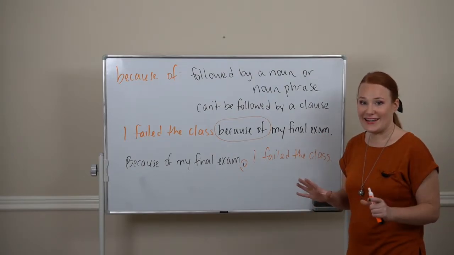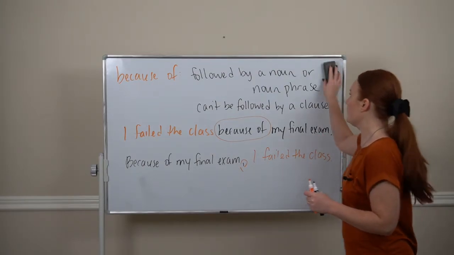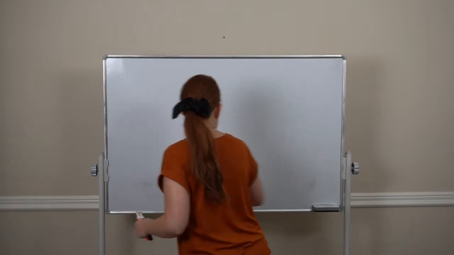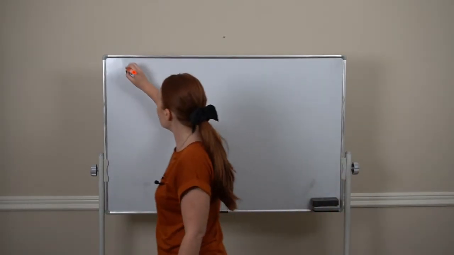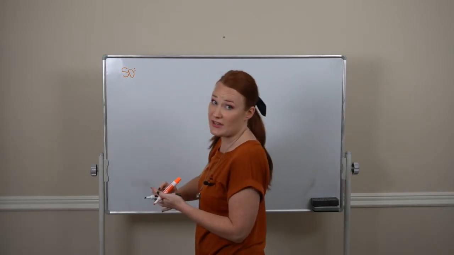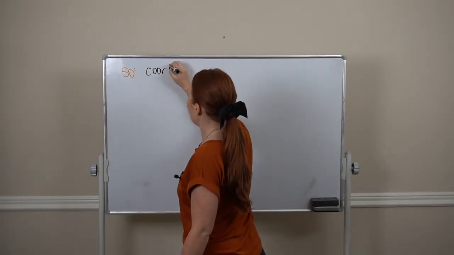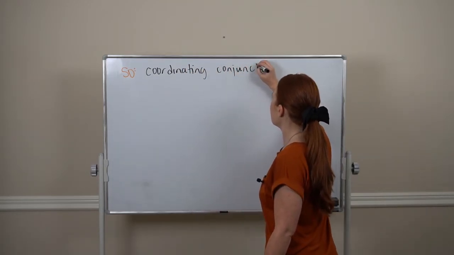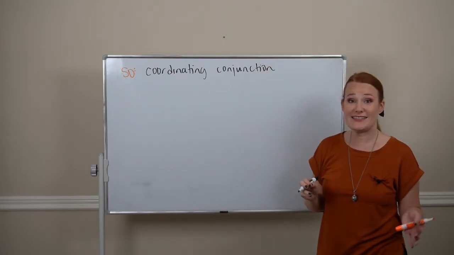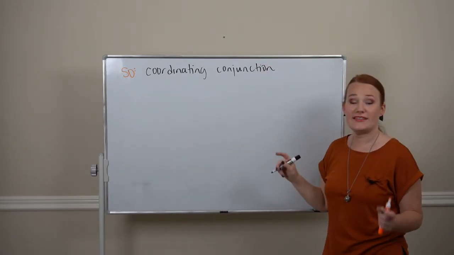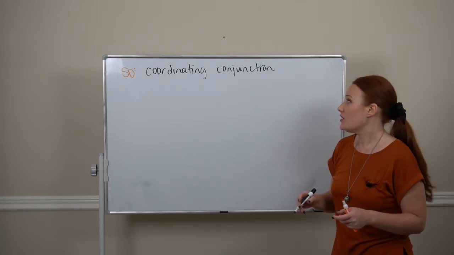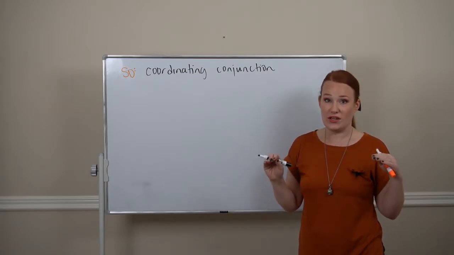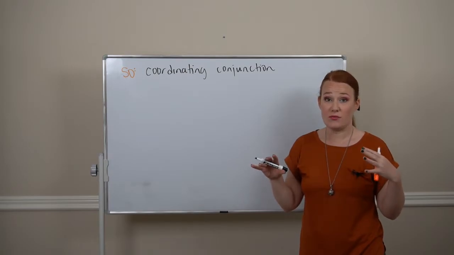All right, next we want to talk about is so. You guys are already familiar with so. We've talked about it in a previous video. It's what we call a coordinating conjunction. Because was a subordinating conjunction, so is a coordinating conjunction. So with coordinating conjunctions, we are connecting two equal ideas, two ideas that are equally important.